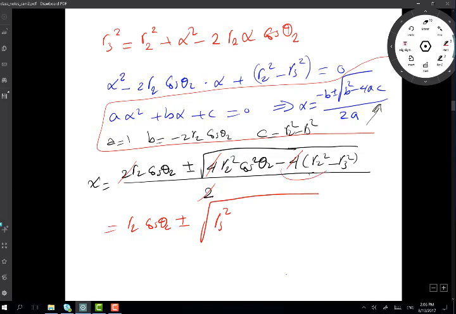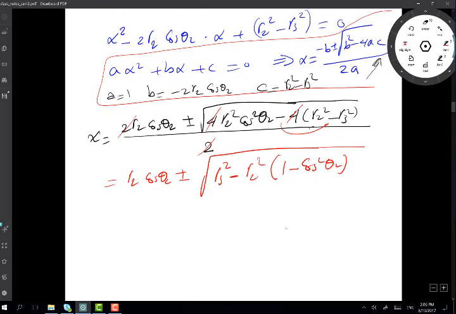When I multiply here, I'll get a positive sign. Then I can say minus R2 squared, in brackets, I can have 1, and also minus cosine squared theta 2. All right, so that's some expression I can have here. So this will be R2 cosine theta 2 plus or minus the square root of R3 squared minus R2 squared sine squared theta 2.